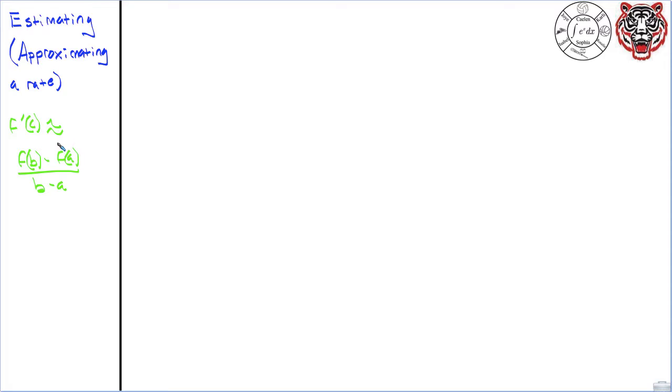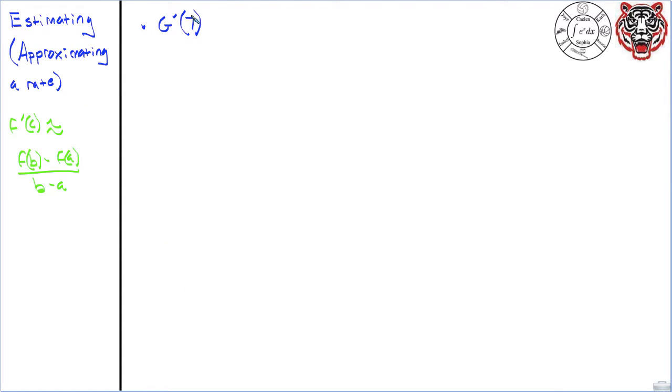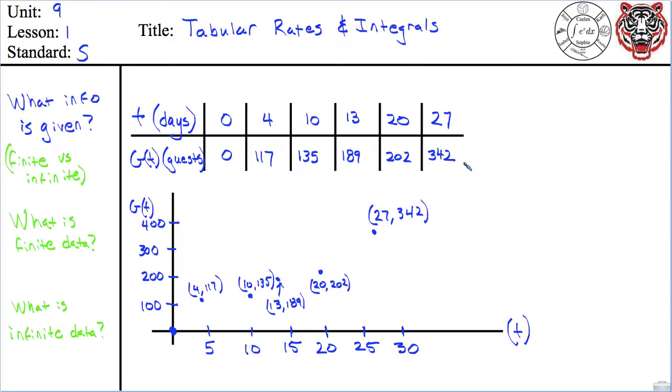So we're going to use our table from our previous slide to answer some questions here. I want to know what g prime of 7 is. I want to find the slope at time equals 7. At 7 days, and notice that there is no 7 days between 4 and 10, I need to approximate what the slope is going to be. So what am I going to do? Hint: f of b minus f of a over b minus a. What are our a and b going to be?